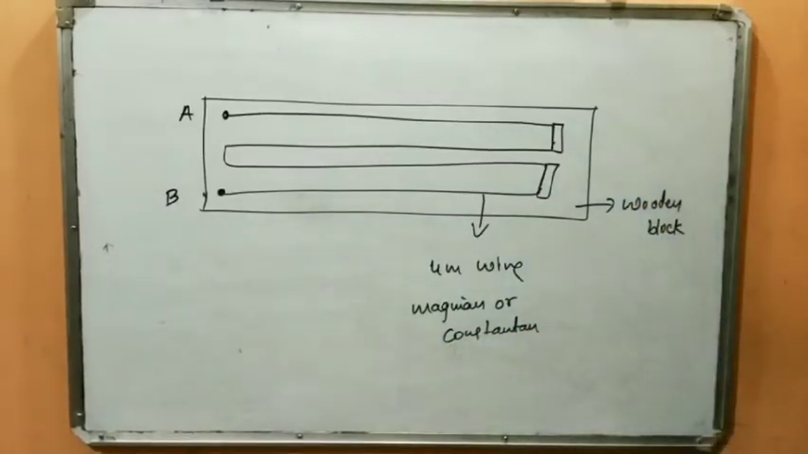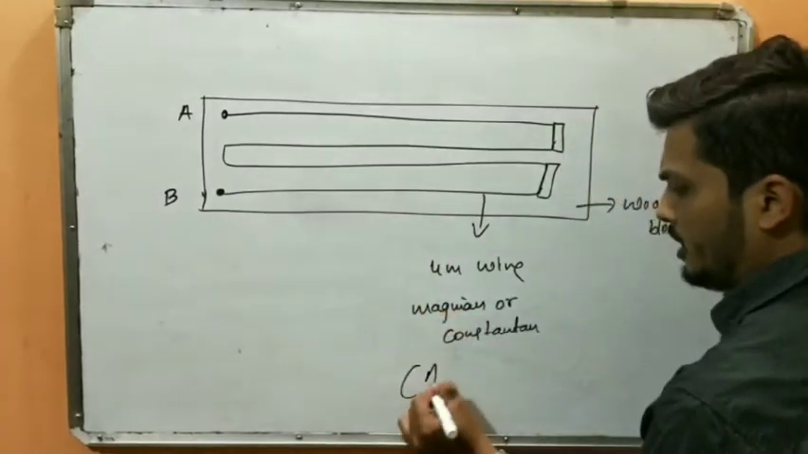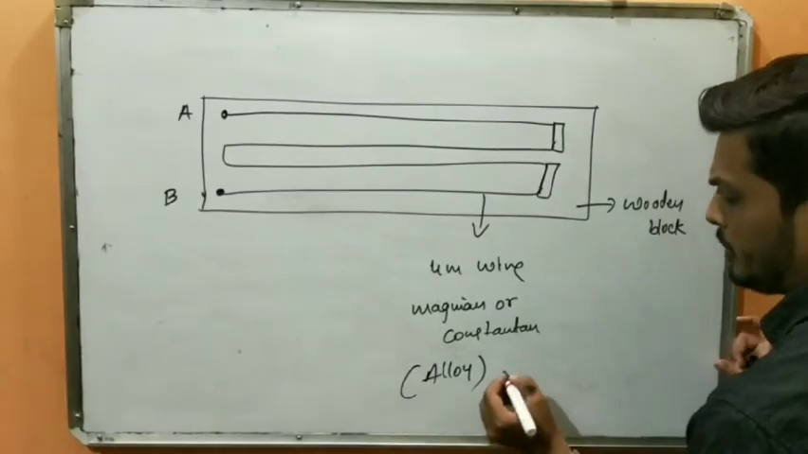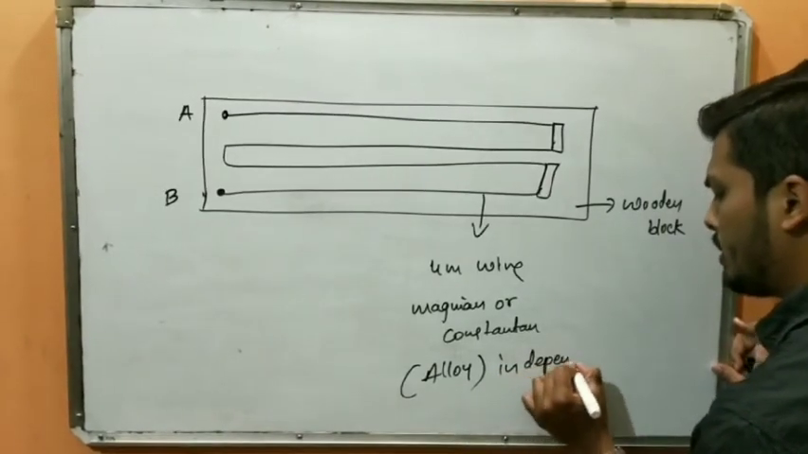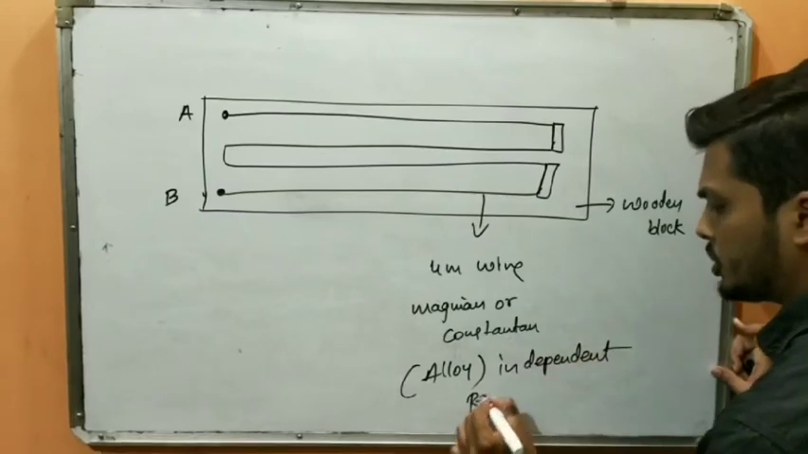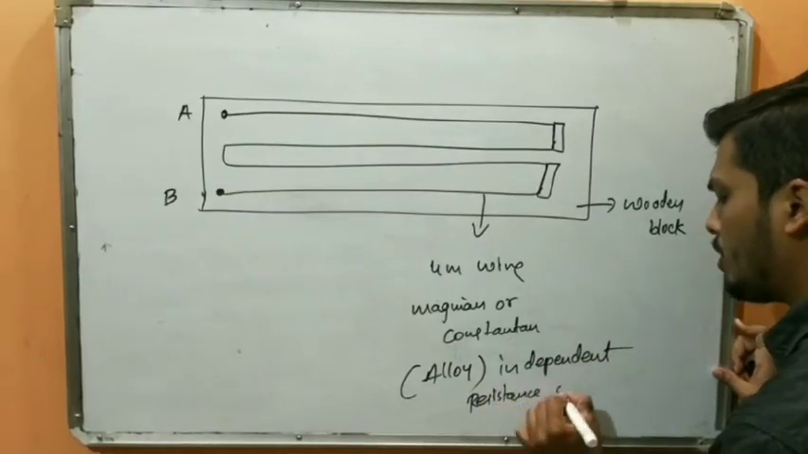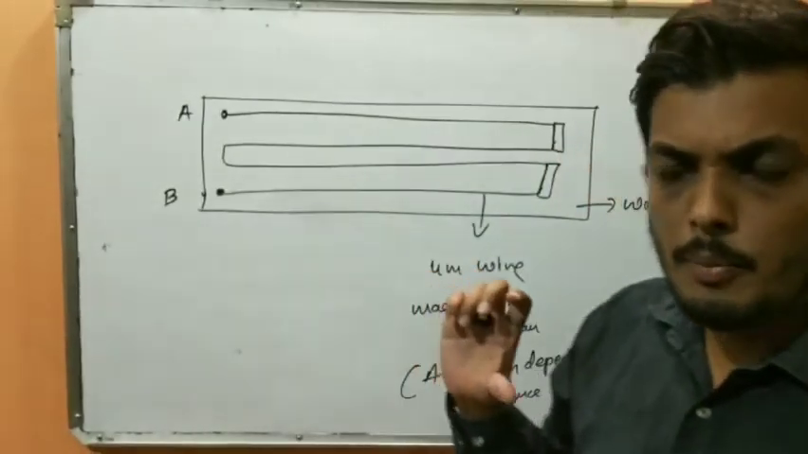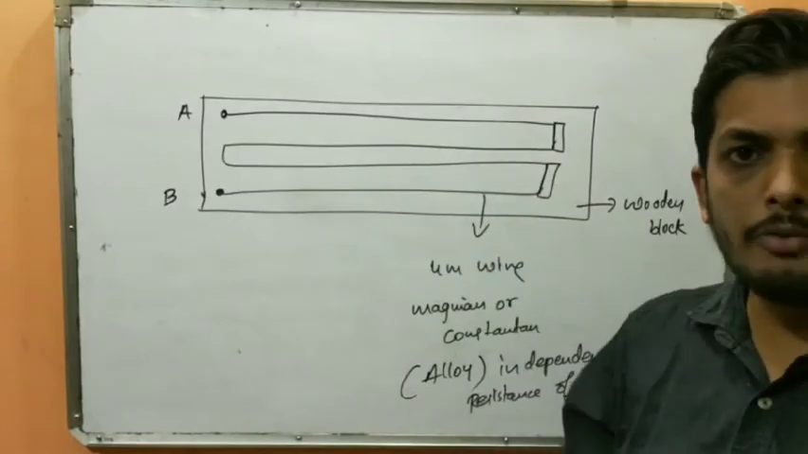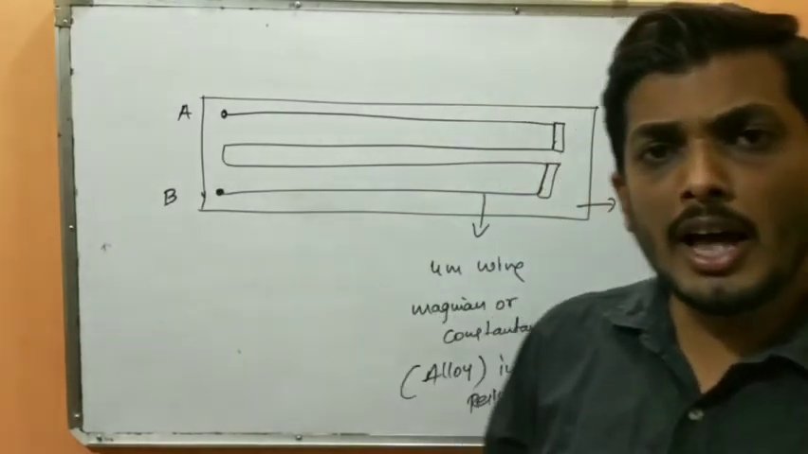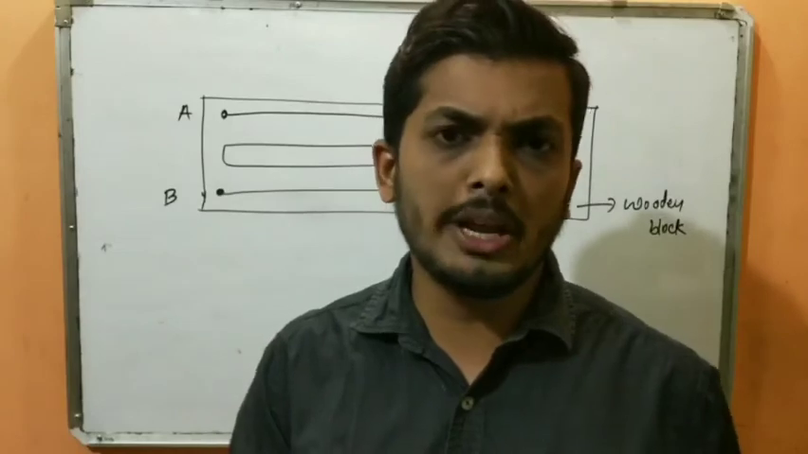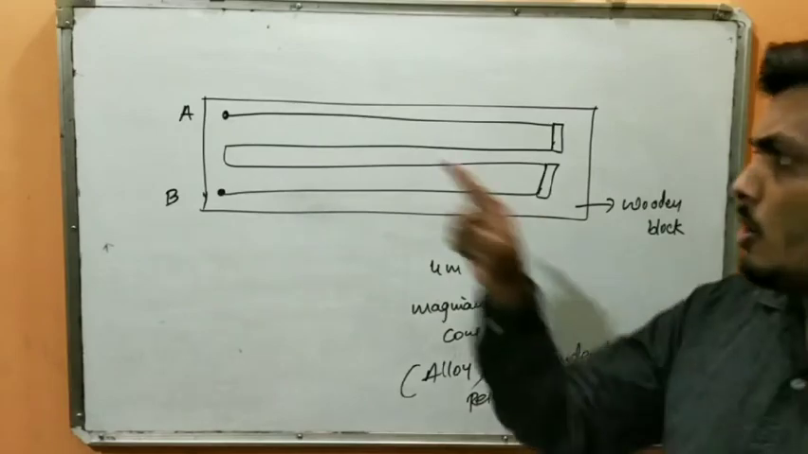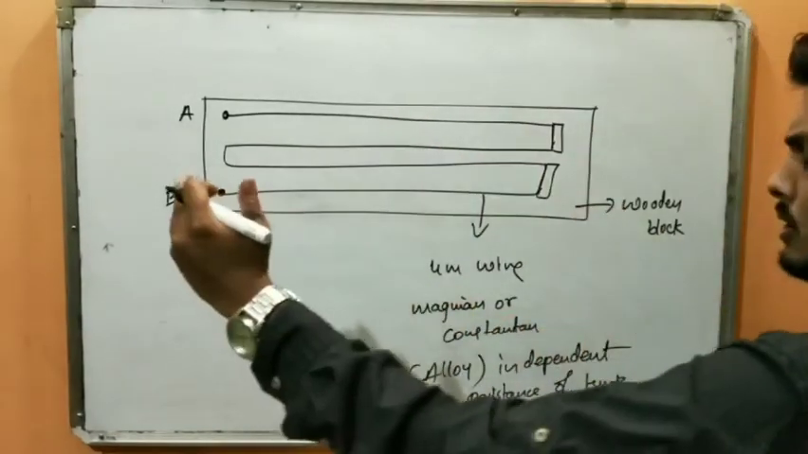Okay, fine. Now, which should basically be an alloy, and I told you that you should take such a wire that should be independent of the temperature, or the resistance should be independent of temperature. So the condition here is, for a potentiometer you should take a 4-meter wire which should be an alloy. Make sure that the wire's resistance is independent of the temperature. Usually we prefer manganin or constantan.